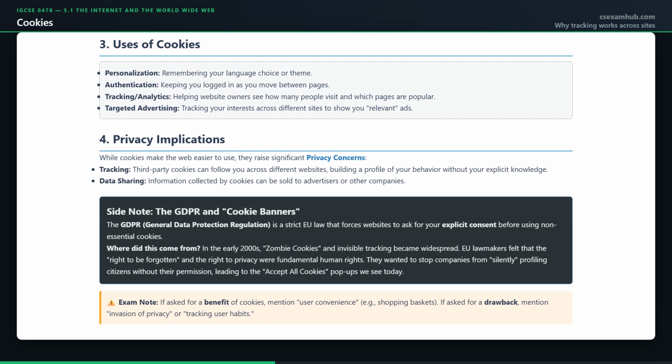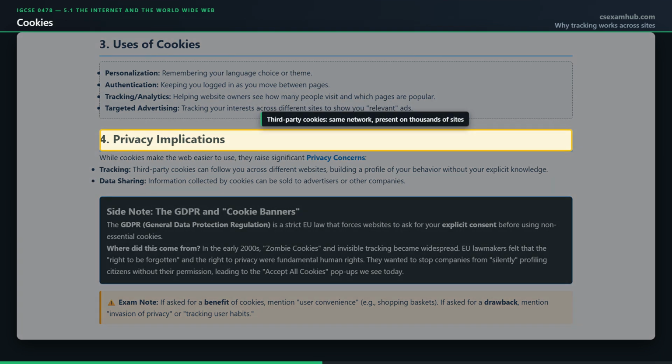Now, the privacy implications, and the mechanism is worth understanding rather than being alarmed about vaguely. A first-party cookie is set by the site you are actually visiting, and it can only be read by that site. A cookie set by one site cannot be read by another. So how does an advert follow you around the internet? Through third-party cookies. When a page loads content from another domain, an advertising network, an analytics service, an embedded video, or a social media button, that other domain sets its own cookie.